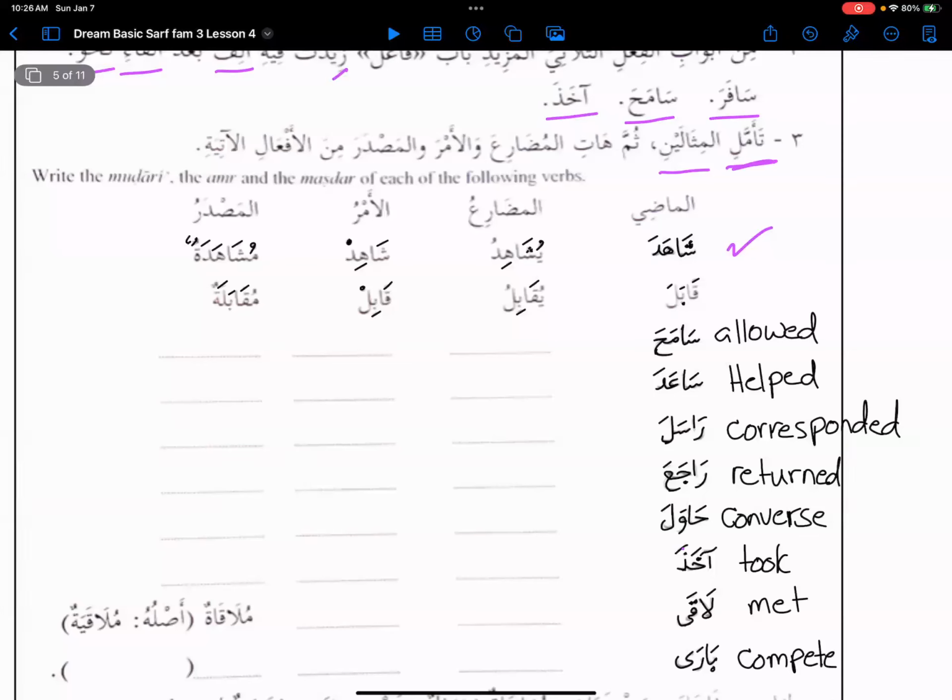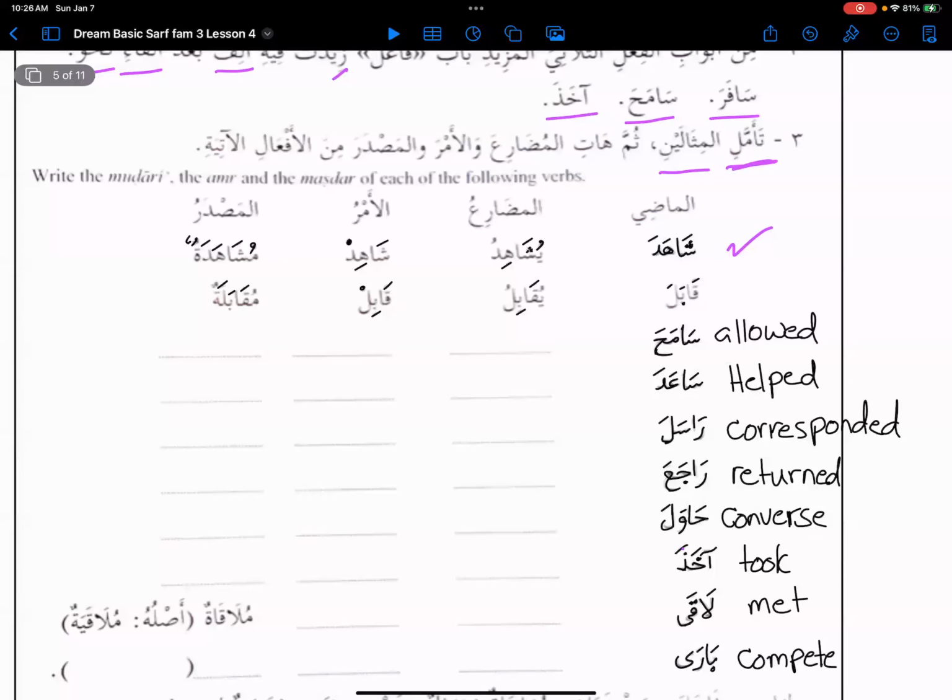Okay, then we have the words samaha, meaning to allow; sa'ada, meaning help; rasala, like we say murasala, right? So, corresponding in some way to someone.